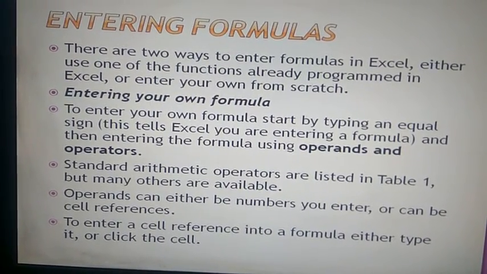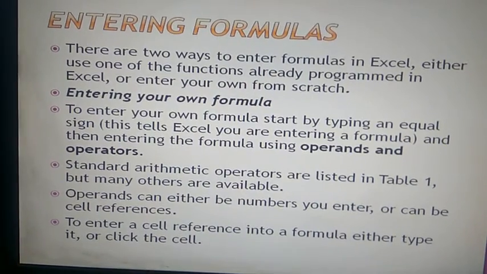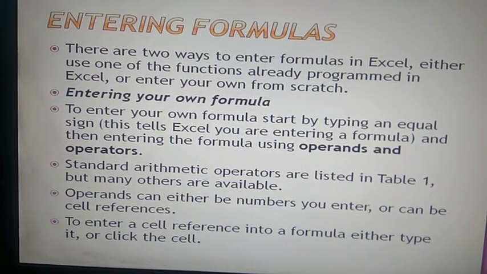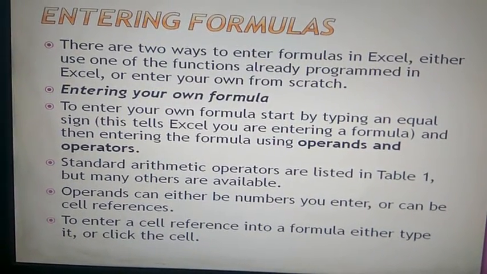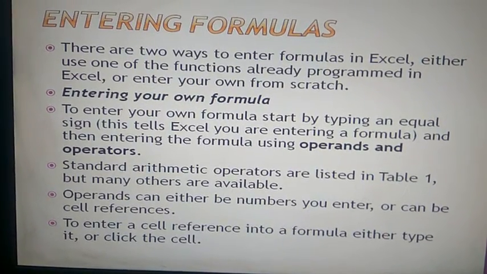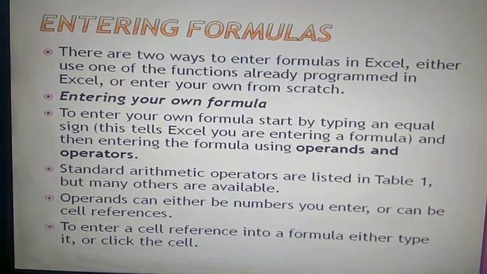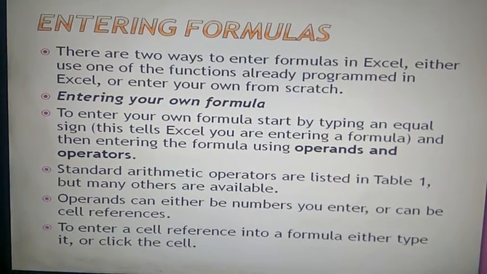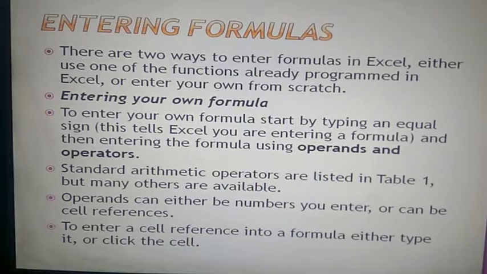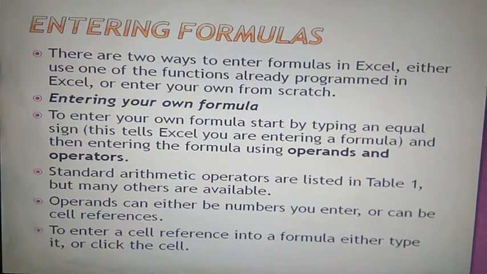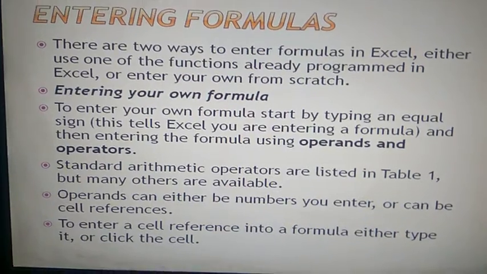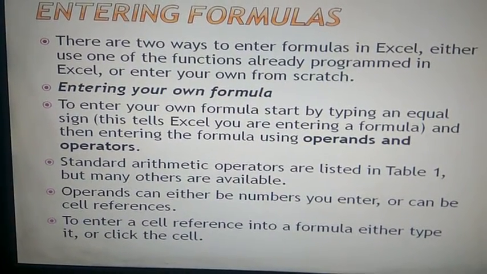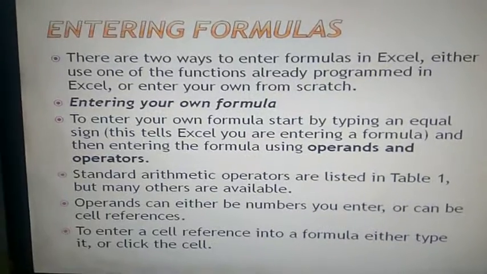Operators are the plus sign, minus sign, and so on. Standard arithmetic operators are listed, which I will be telling you. Operands can either be numbers you enter or cell references. Cell references like A1 to D1. D1 means the fourth column is D and the first row. To enter a cell reference into a formula, either type it or click the cell. So there are two ways to write a formula: one is directly by yourself, and the other is by cell reference.